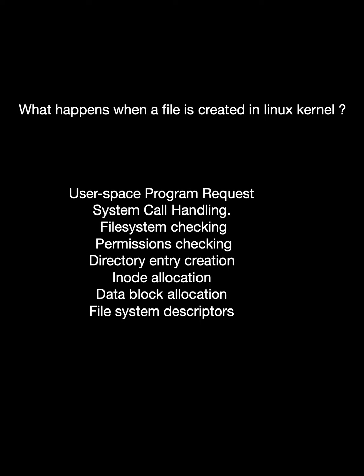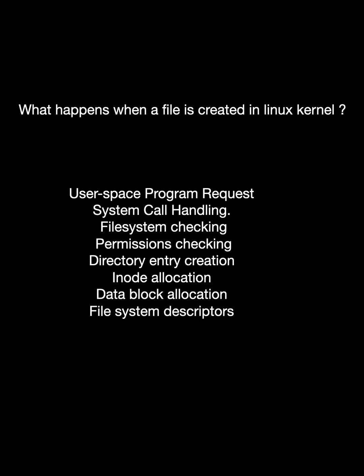Inode allocation. The inode number is a unique identifier for the file within a file system. The kernel allocates a new inode for the file. The inode contains metadata about the file itself, such as its size, permissions, timestamps, pointers to data blocks, etc.